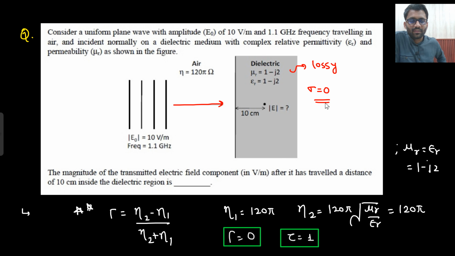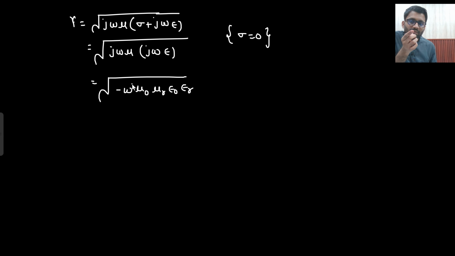Are you getting this point? Sigma is equal to 0, and this is our gamma: under root j omega mu plus j omega epsilon. So j square will be minus 1, omega square, and mu and epsilon are left. What will be mu? Mu will be mu naught mu r, and epsilon will be epsilon naught epsilon r. So what are you going to get?